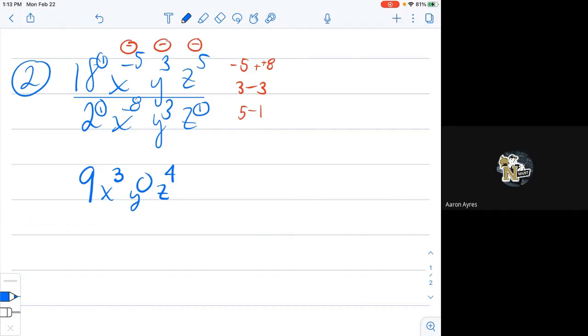Now, what is y to the 0 power? 1. So it equals 1. That's property 7. Know that property. So this really becomes 9 times x to the 3rd times 1 times z to the 4th. That becomes 9 x to the 3rd z to the 4th. And you're done. Any questions?